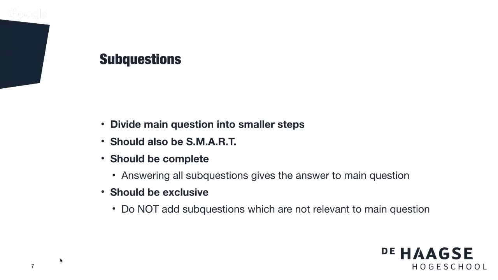And they should be exclusive, meaning that there is no sub-question whose answer is not relevant to the main question. All the sub-questions have to be relevant to the main question. And this is the tricky part. This is the part where most students fail. A lot of the students will have questions which are overlapping, or questions which are maybe going to be tackled during the research, but have nothing to do with the main question.